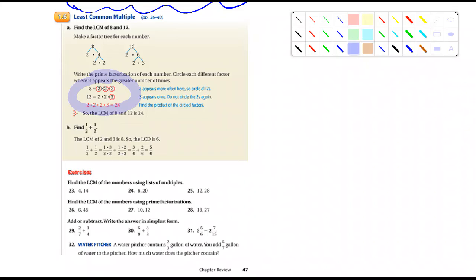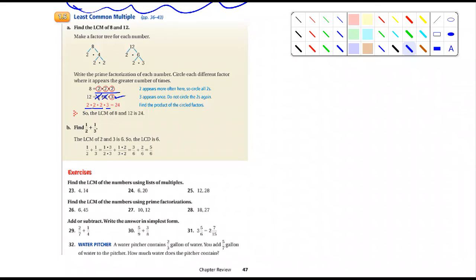And notice what they do here. 12, for example, between the 8 and the 12 has a 3. And so they use all the 2's with the 8, and we ignore the 2's with the 12. So we use all the 2's with the 8, which is 1, 2, 3 2's. And then only one of them has a 3, and they use it anyways. And then they just multiply them out. So the least common multiple you use all the numbers.